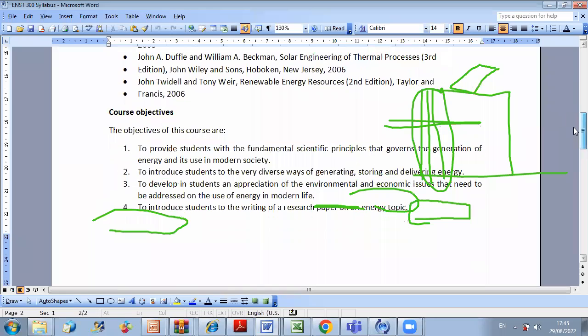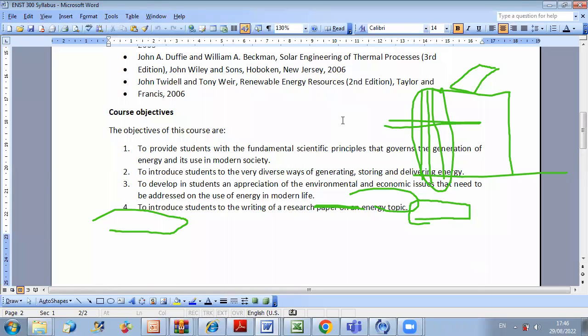Now, the main course objectives are the following. First, we will provide you with the fundamental scientific principles that govern the generation of energy and its use in society, and will introduce you to very diverse ways of generating, storing, and delivering energy, and will develop an appreciation of the environmental and economical issues that need to be addressed on the use of energy in modern life.